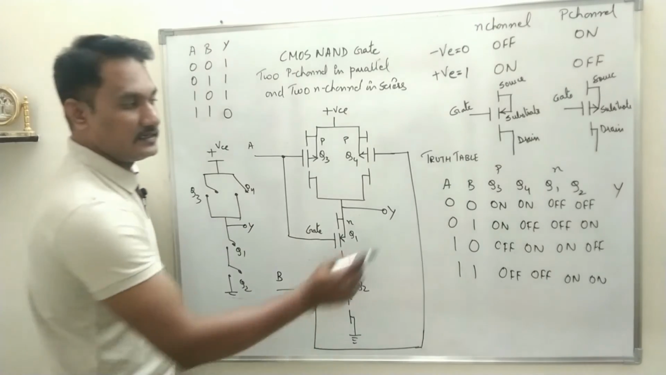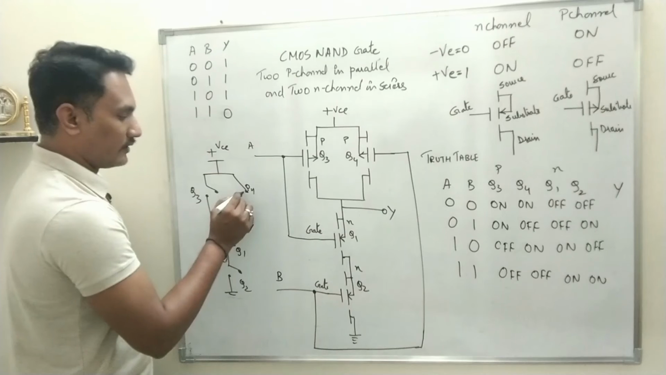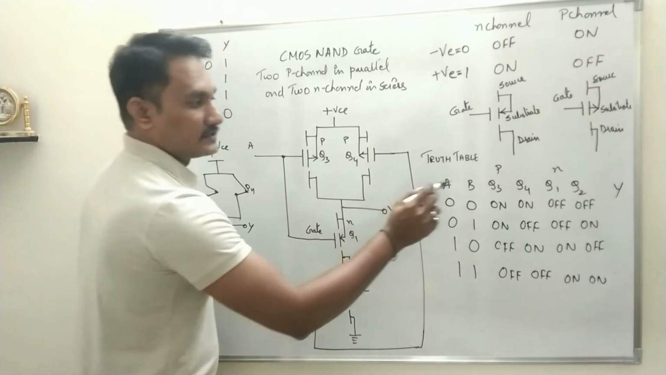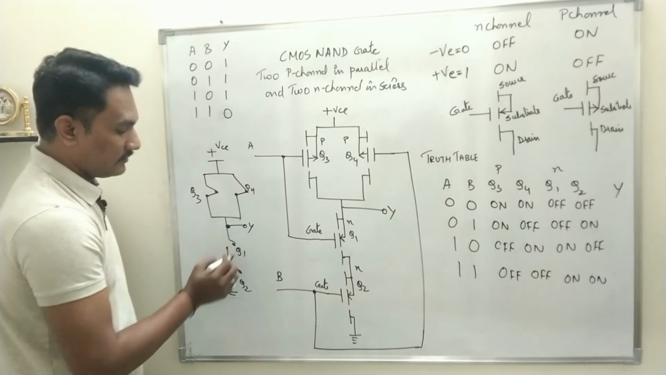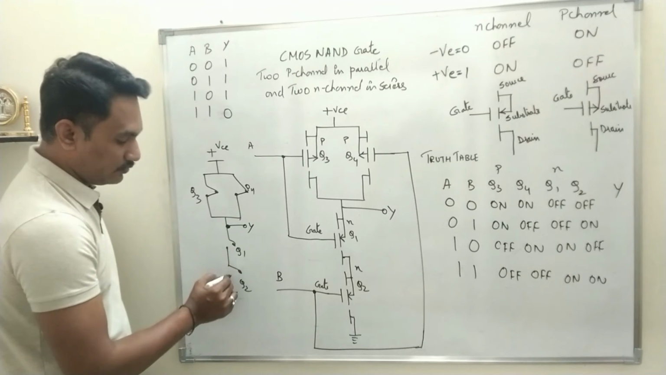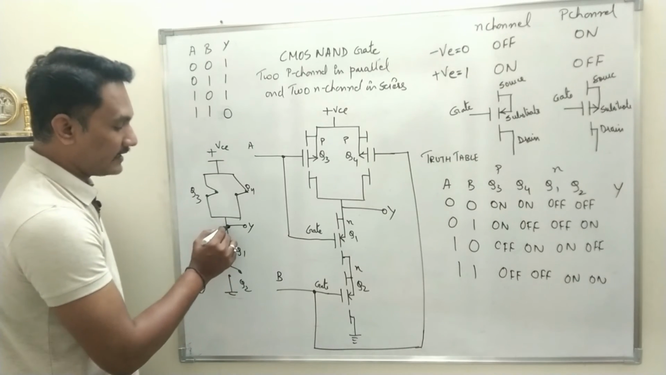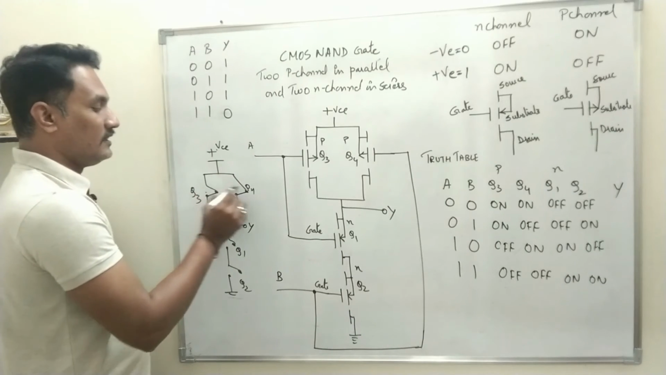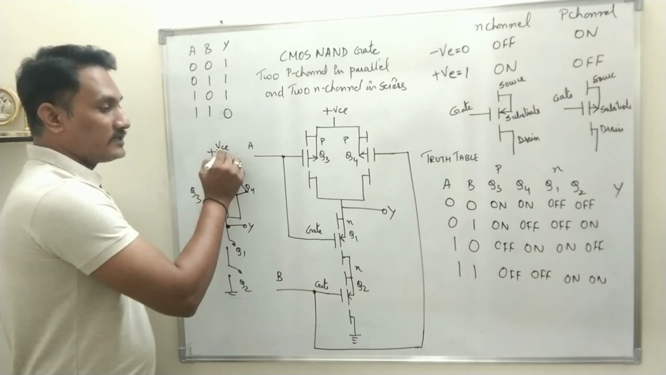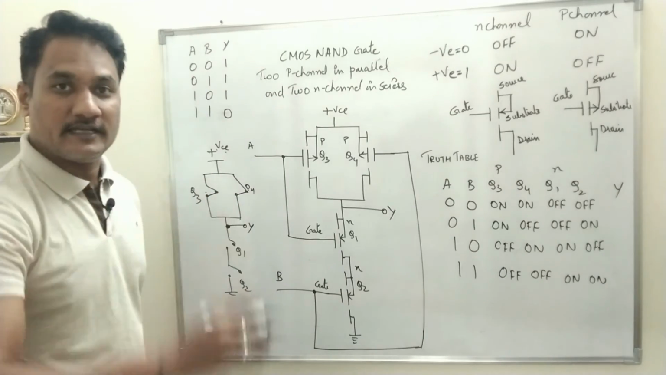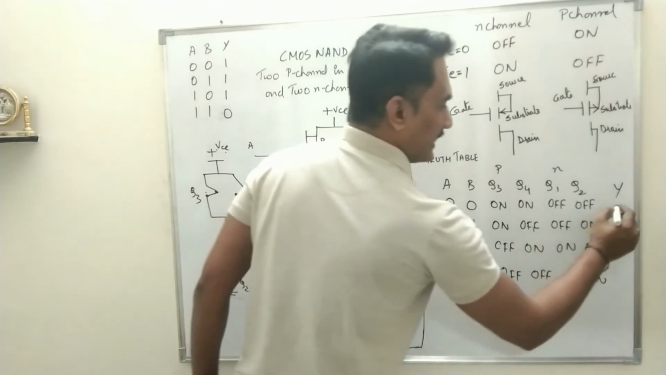Now check the first condition: Q3 and Q4 both are on, whereas Q1 and Q2 both are off. So what happens to Y? Y cannot be connected to ground as the switches are open. Y can be connected to plus VCC because both the switches are on. So Y gets connected to plus VCC, and plus VCC means any higher positive voltage, which will be considered as 1.